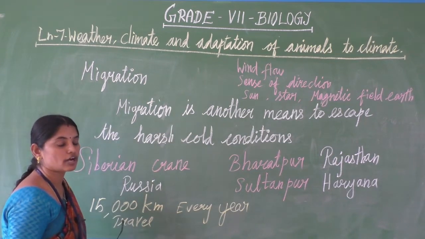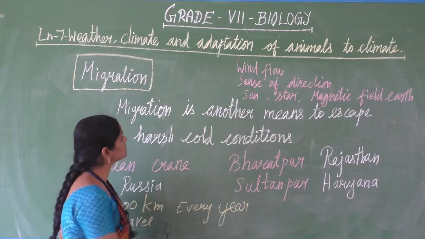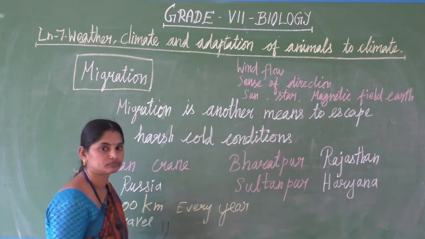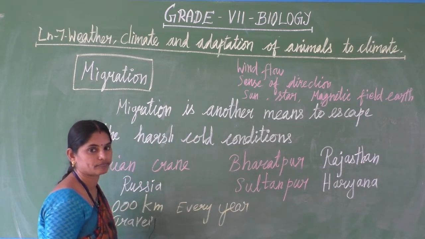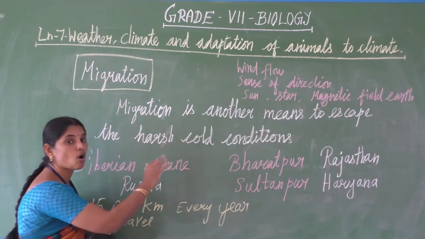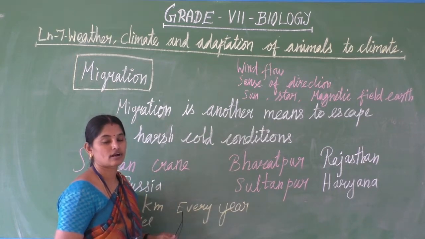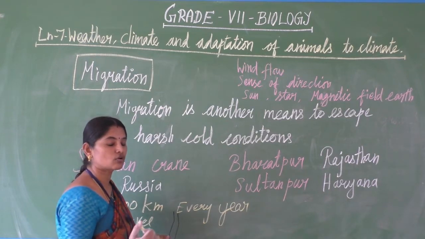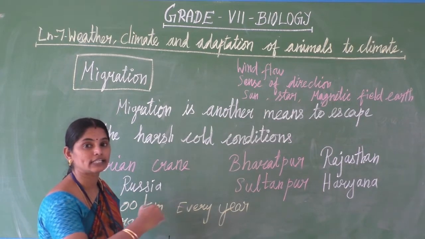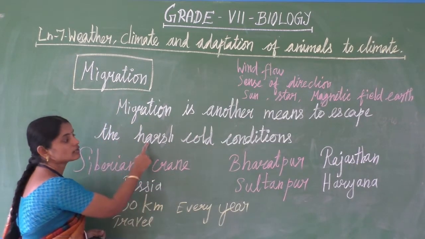Look, children, now we are going to see another new topic, migration. Migration. What is meant by migration? That is shifting from one place to another place for comfort. Okay, moving, traveling from one place to another place. See, migration is another means to escape the harsh cold condition. So here in cold climatic zones, animals are willing to migrate. They try to move from there, because the severe cold may be unbearable. So in order to escape from the severe cold, it migrates, it moves from that place, that we call migration. Migration is another means to escape the harsh cold condition.